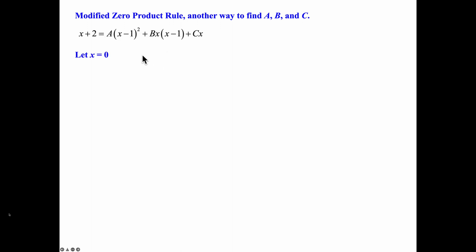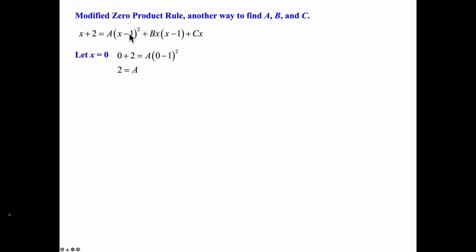Oh, check this out. Let's let x equal 0. So if x were to be 0, this cancels out. So C times 0 is 0. B times 0, oh, this is all going to cancel out. So you're going to put a 0 in for this x. That's the 0 plus 2. A times 0 minus 1, which is negative 1, squared, which is 1. Look how quick and easy that was. A is equal to 2.